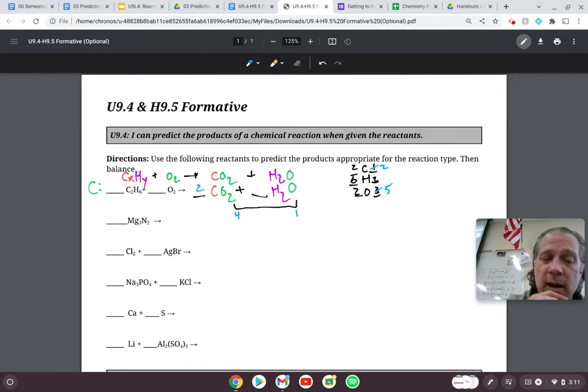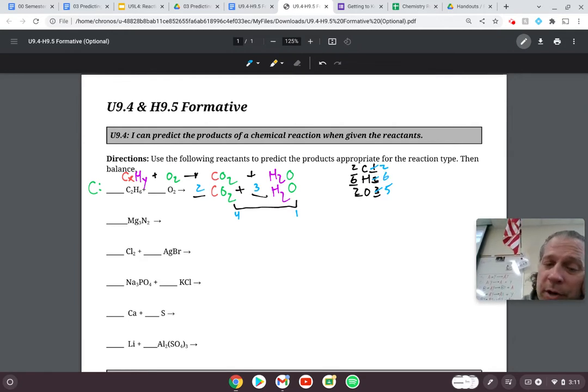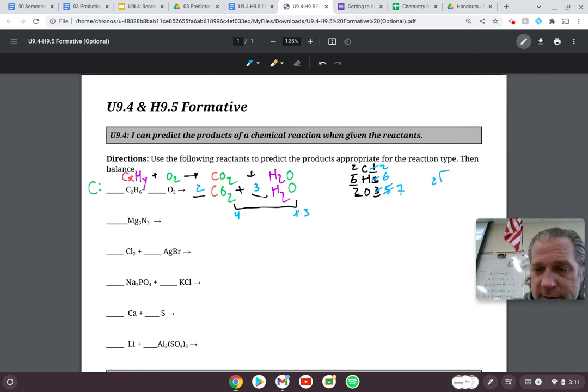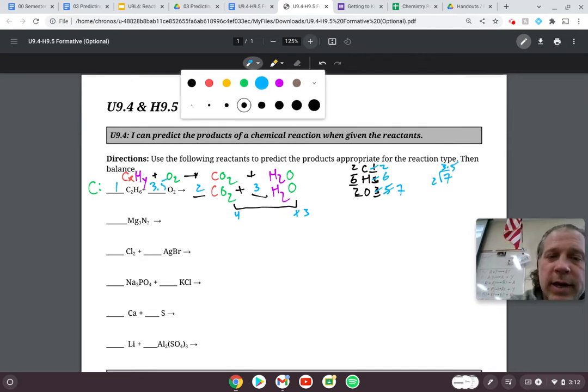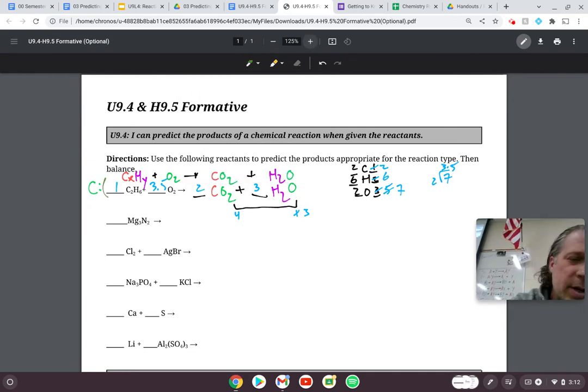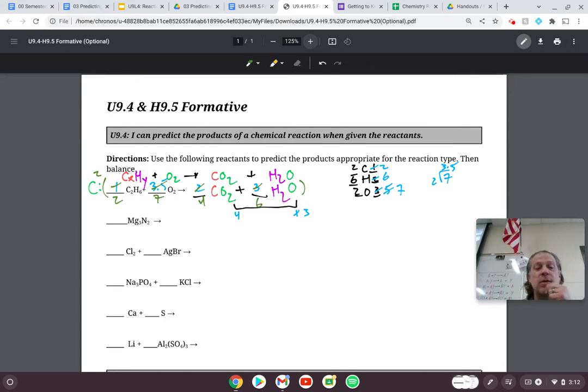I want to balance my hydrogens. And in order to do that, I'm going to put a coefficient of 3 here, which will give me 6 hydrogens. But it's also going to give me 4 plus 3, which is 7 oxygens. So when I want to balance the oxygens, I'm going to divide 7 by 2 and find out that it's 3.5. So I'm going to put a 3.5 here. Now, I can't leave it like that. So I'm going to double all of the coefficients, multiply them by 2. So I'm going to get a 2, a 7, a 4, and a 6. And so that will balance the first one. And again, that's a combustion reaction.